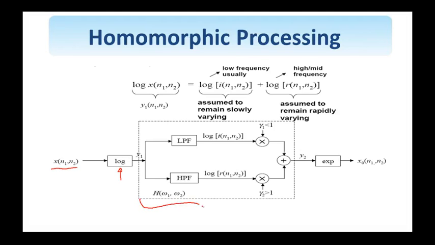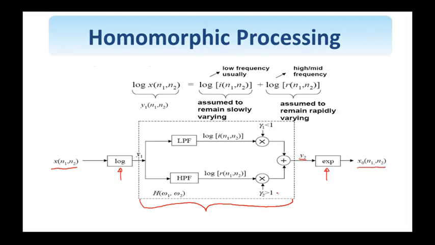Then we perform our desired processing in that other domain, and after we obtain the signal, we want to undo the operation of the logarithm. Therefore, the inverse of that operation is the exponentiation. So I exponentiate the signal here and it brings me back to the native domain.